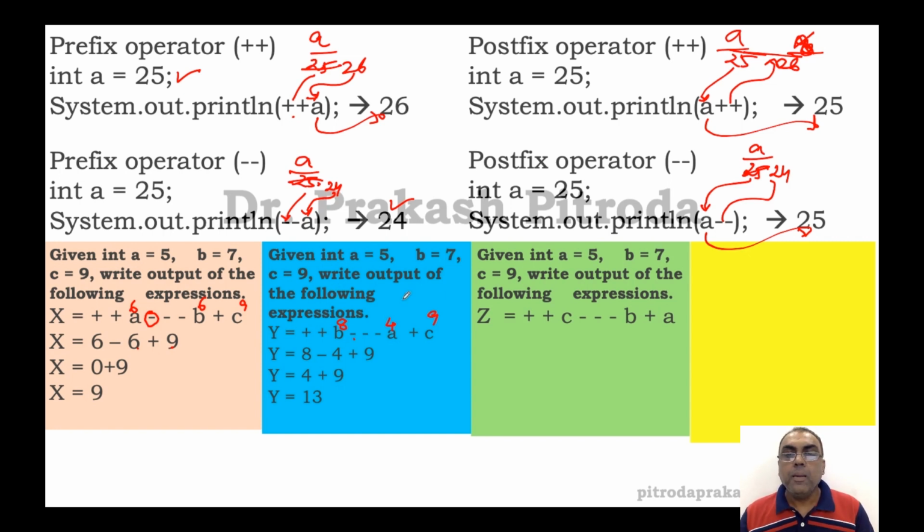So here again, plus plus is going to make this 10 and apply here 10. Minus as it is, minus minus b will make this 6 and apply here 6. Plus a is as it is, 5. So it's 10 minus 6 plus 5, is 10 minus 6 plus 5. So you know 4 plus 5, which is 9.